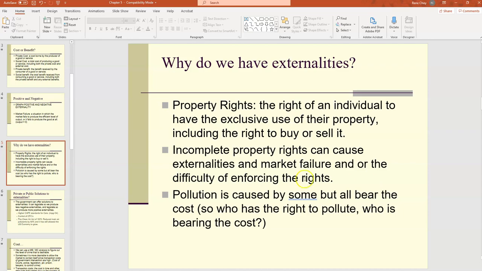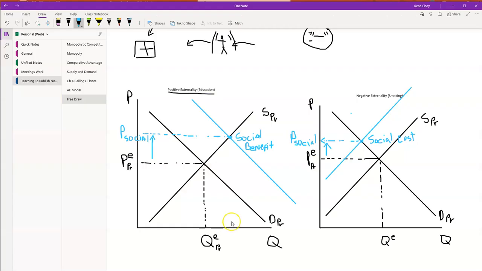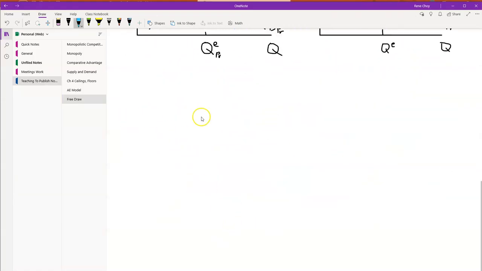Another example of incomplete property rights is one that I like to use all the time. So imagine that this is the wall between you and your neighbor. And you're over here in your bed trying to go to sleep, because you're tired and you gotta wake up tomorrow morning to go to work. But your neighbor has decided that they're going to have a party.